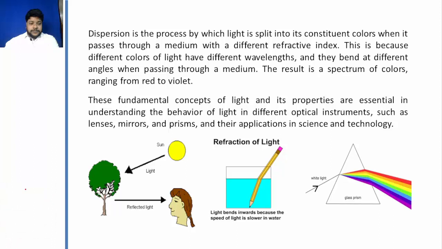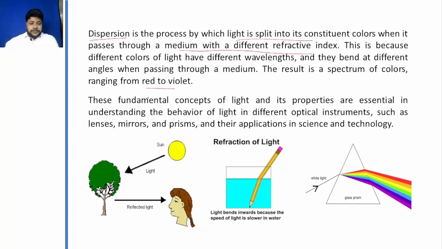Dispersion is the process by which light is split into its constituent colors when it passes through a medium with a different refractive index. This phenomenon is called dispersion. This is because the different colors of light have different wavelengths and they bend at different angles when passing through a medium. This results in a spectrum of colors ranging from red to violet.